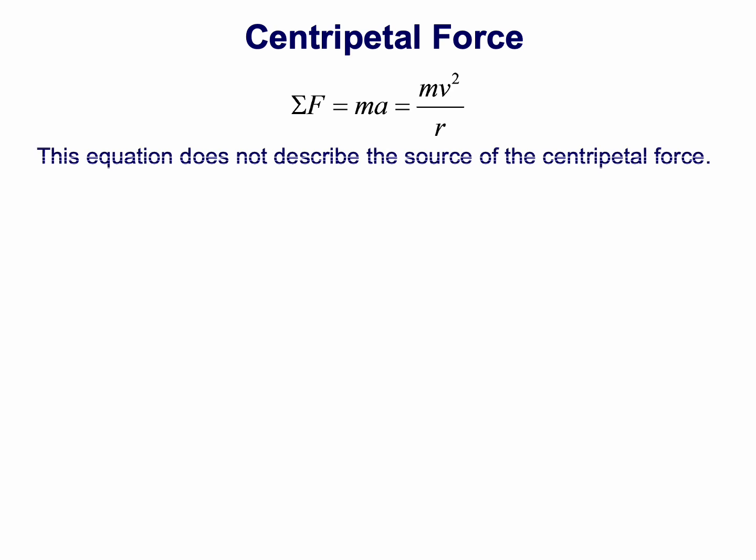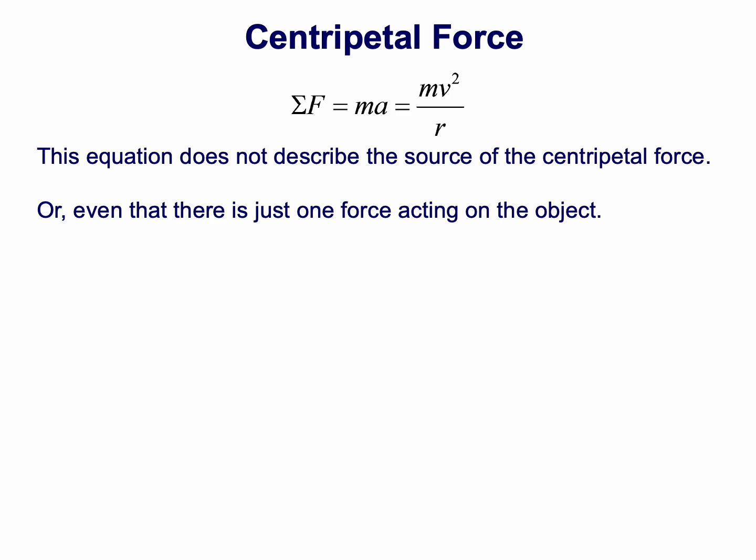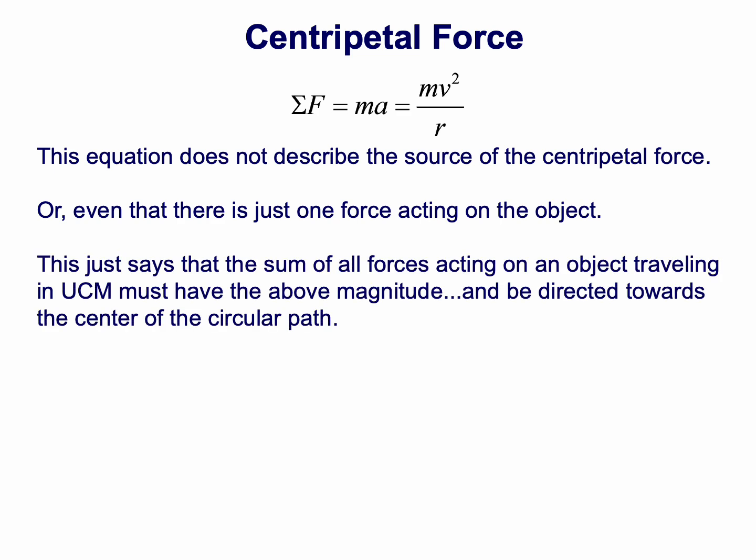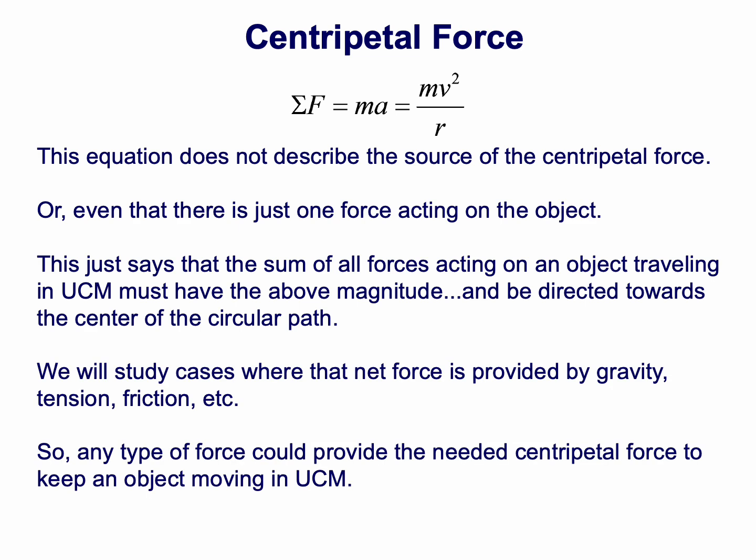So this equation doesn't describe the source of the centripetal force, or even that there's just one force acting on the object. I could have multiple forces on the object. This just says that the sum of all of the forces acting on an object traveling in a circle must have the above magnitude and be directed towards the center of the circular path. So we're going to look at things where that is provided by gravity, tension, friction, etc. And any type of force can make an object move in uniform circular motion.